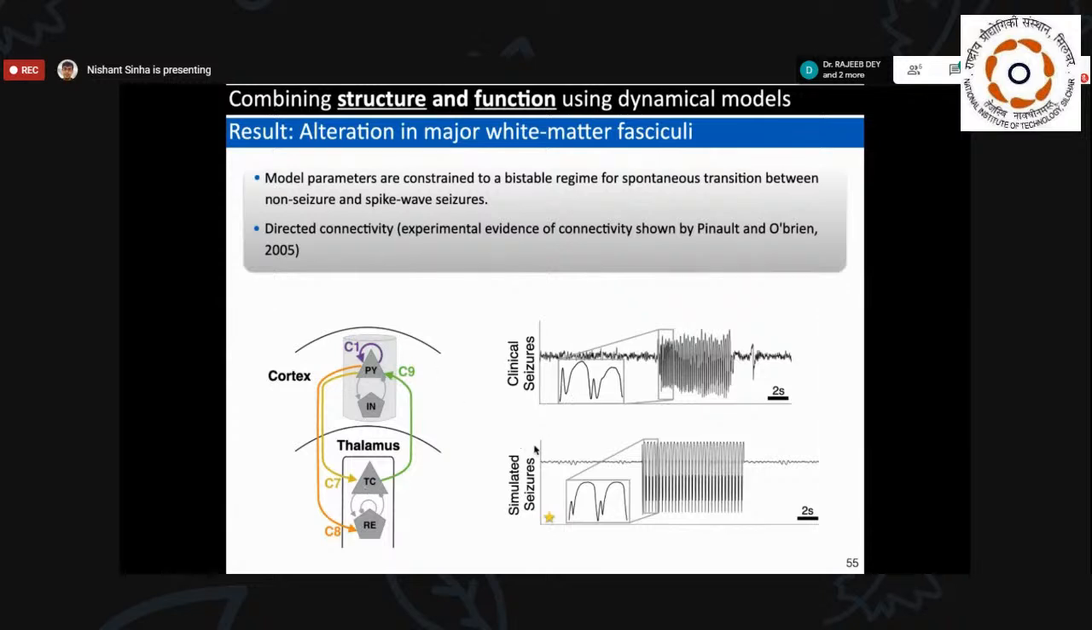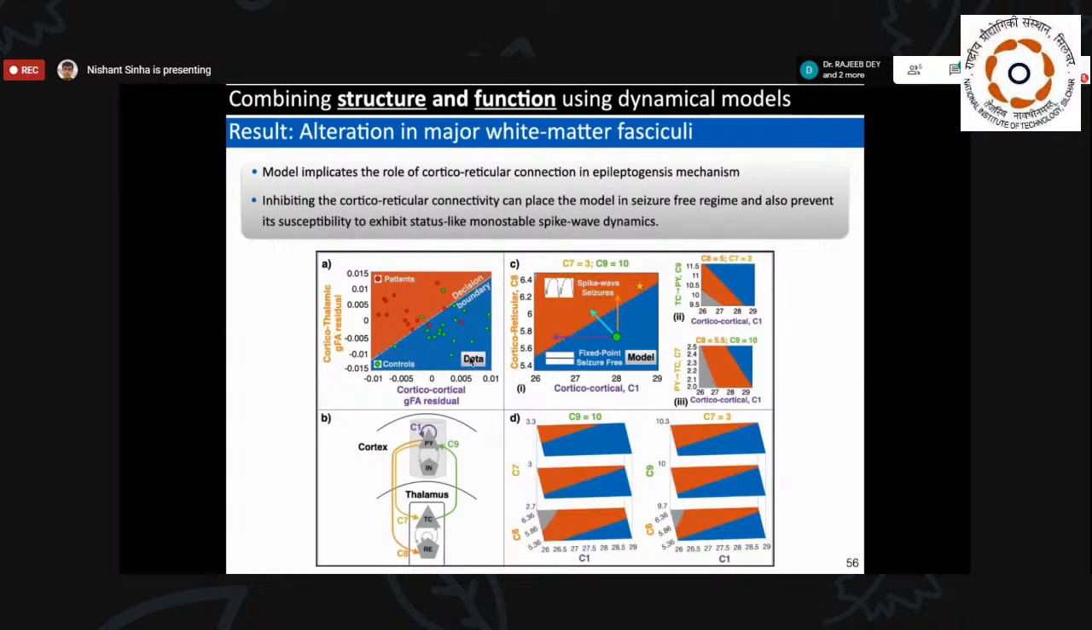So once the parameters of this model are determined, the parameter regimes are determined where these different dynamics can be simulated. We investigated, by changing the parameters, how the model behaves. We were specifically interested in these four parameters of the model. C1 is representing the cortico-cortical connection, and C8, C7, and C9 are representing the corticothalamic connections.